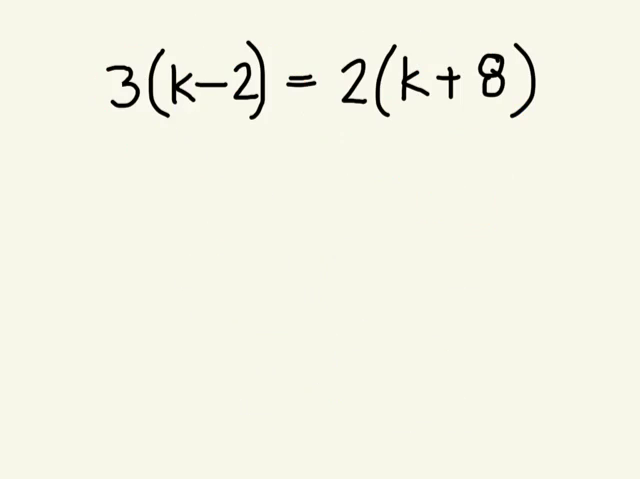8. So in this example, we have brackets, so we need to use the distributive property. We need to multiply, or distribute, the number in front of the bracket over, multiply it by each term inside the bracket. Okay, so let's start with the left side. What's 3 times k? 3k. Good. And what's 3 times negative 2?